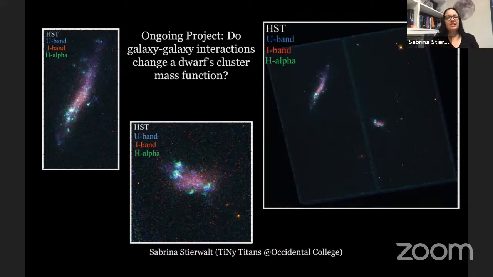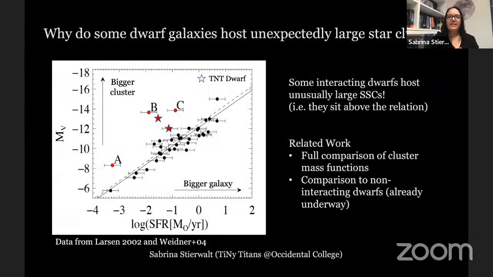And so we're starting to look at the cluster mass function for these things to see if the most massive cluster in these dwarf galaxies changes if you're in a merger or not. So going back to this plot, now I've thrown on those dwarfs that I just showed you, where their most massive clusters are. And you can see that they sit above this relationship as well.